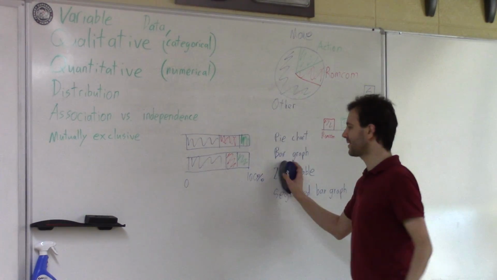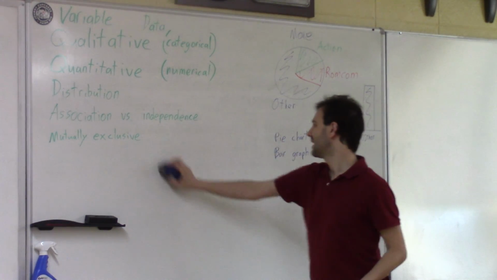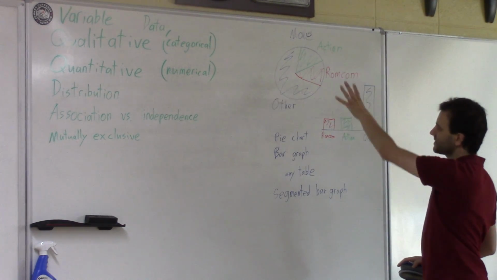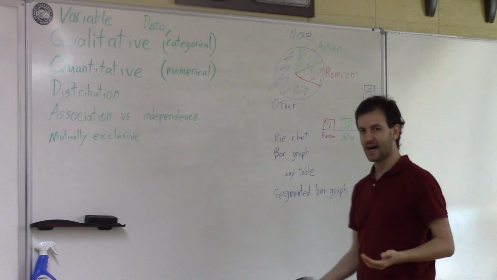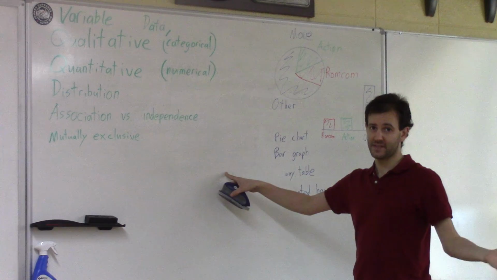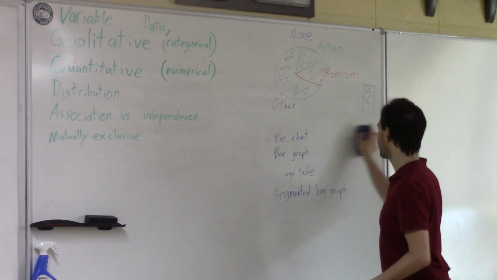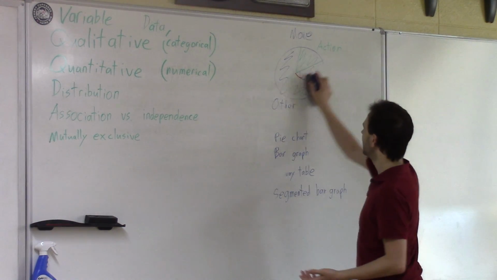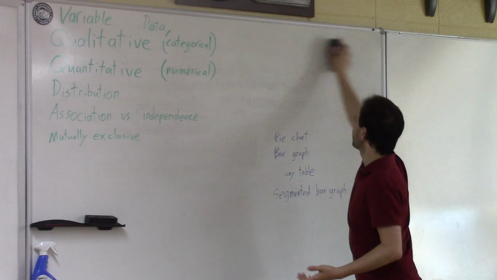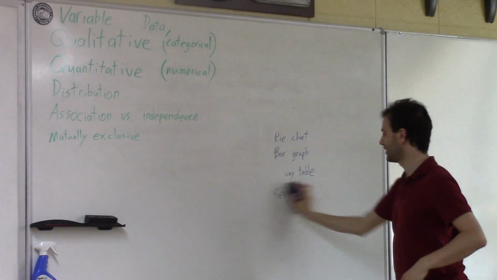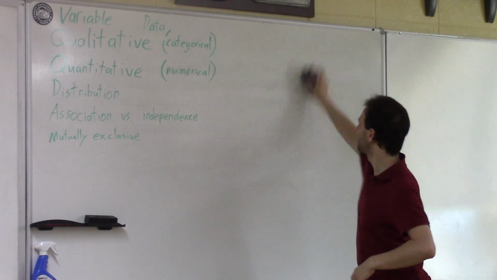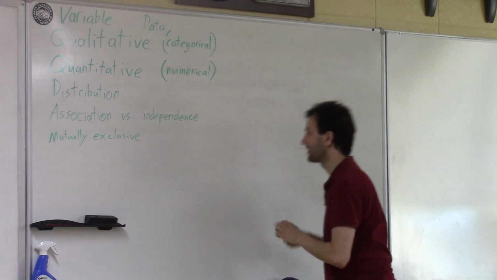See, with the two-way table you can actually do something very different. While most of these only let you see one thing at a time, although the segmented bar graph did a decent job of showing us, comparing one group against another, two-way tables can do something pretty cool.